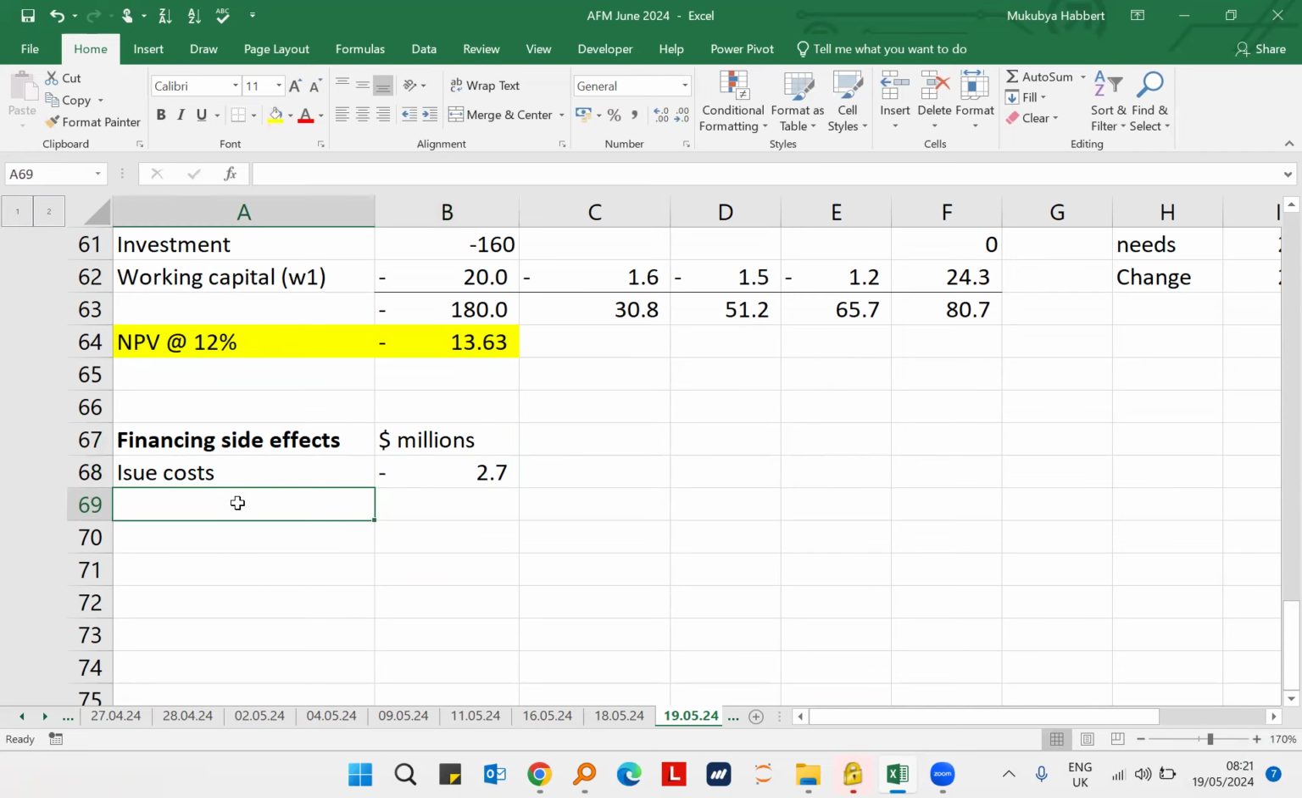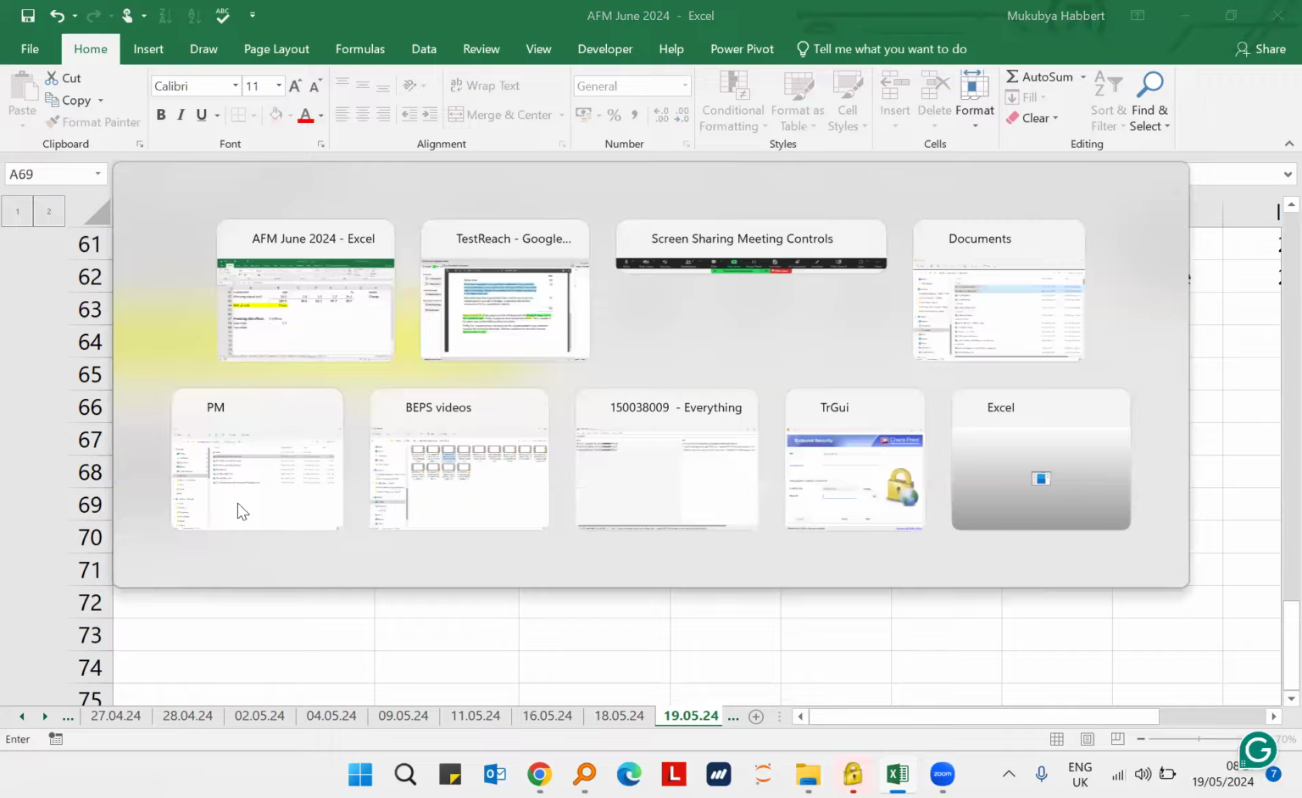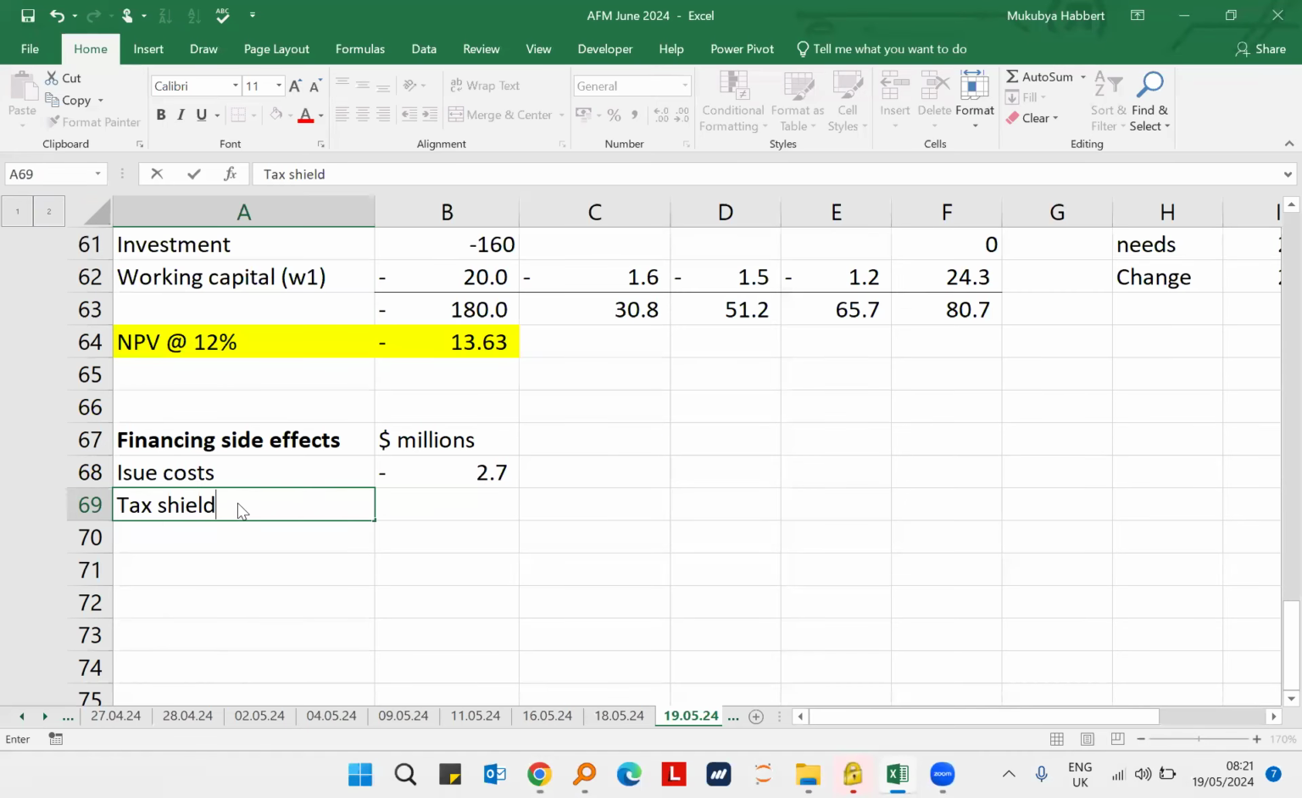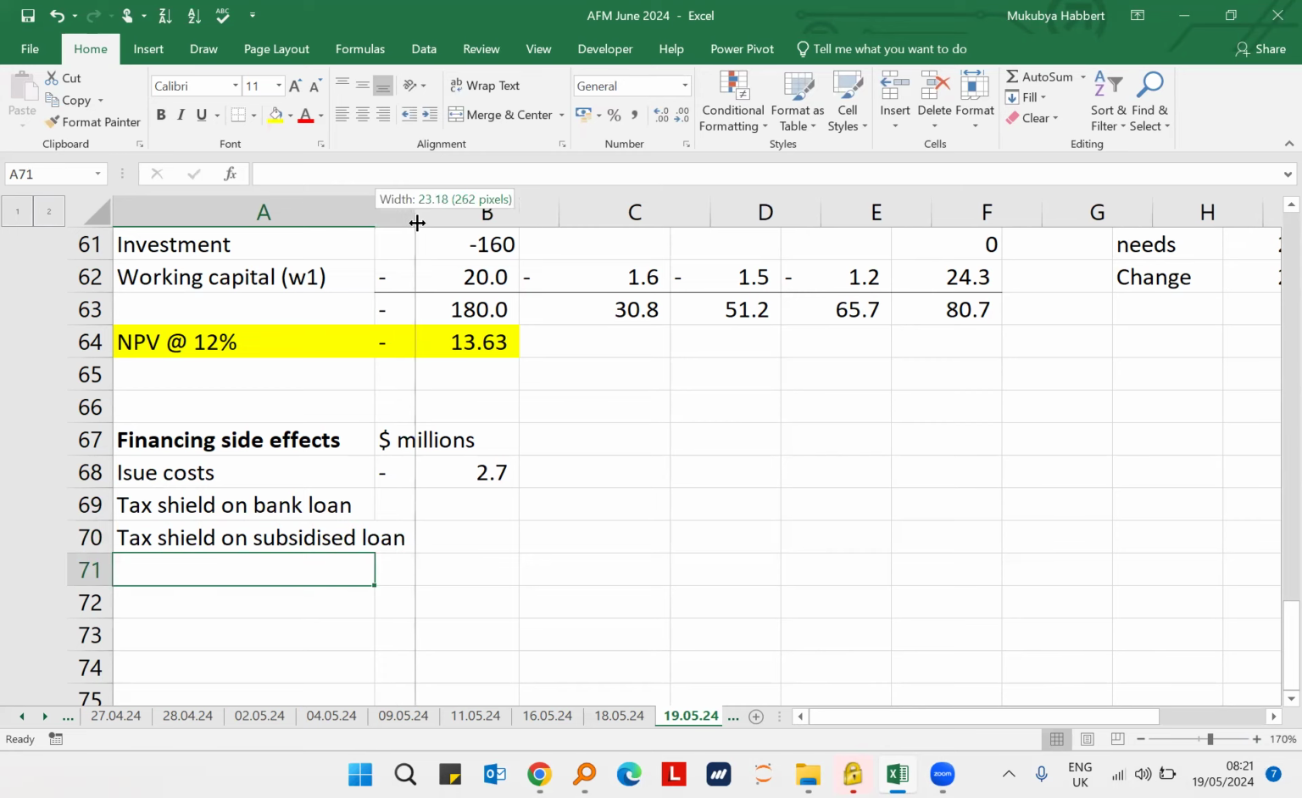Then we are going to have a tax shield. And the tax shield is always on any loan that is paying interest. And we have two loans. We have a bank loan and a subsidized loan. So you can actually distinguish them by saying tax shield on the bank loan. Then we also create tax shield on the subsidized loan, so that we calculate them individually.